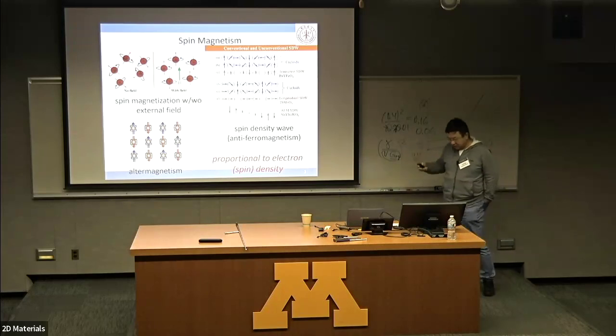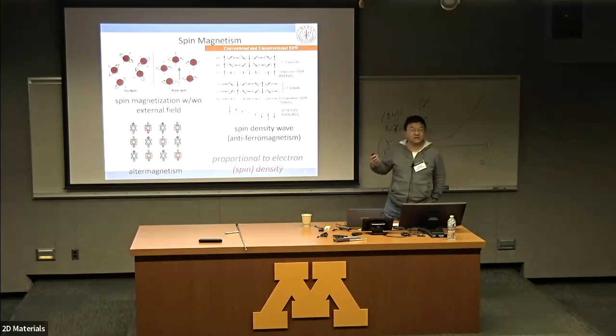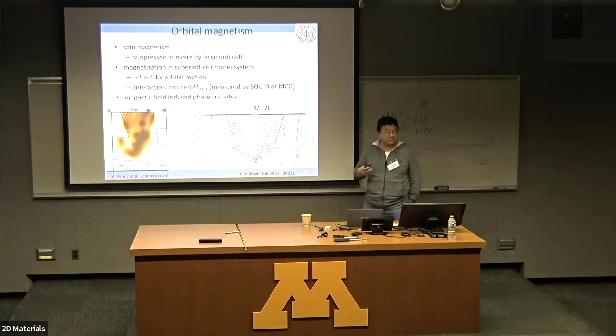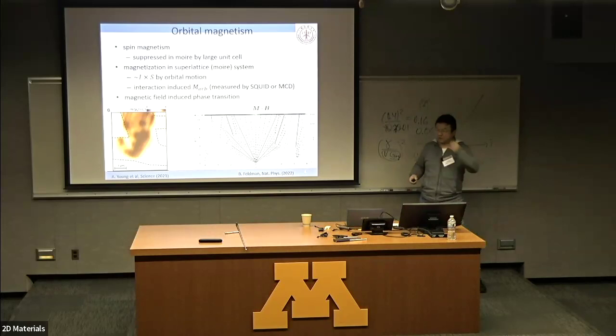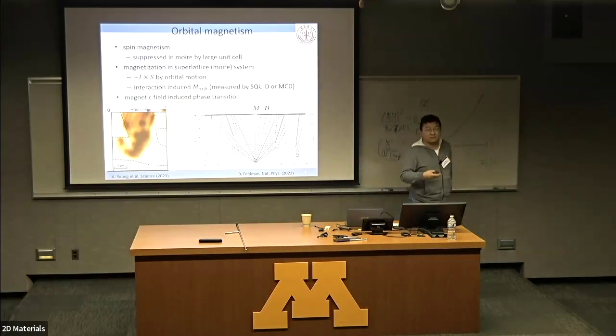However, if you look at all this spin magnetism, one thing we noted is that it is always proportional to the electron density. So if you look at these Moiré systems, we know that they have a very large unit cell, which means that the density of the active electrons is very small.